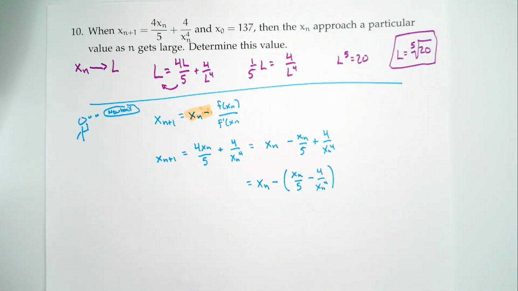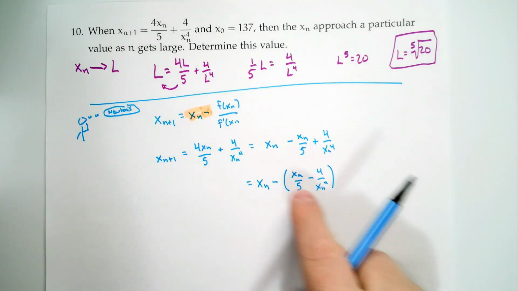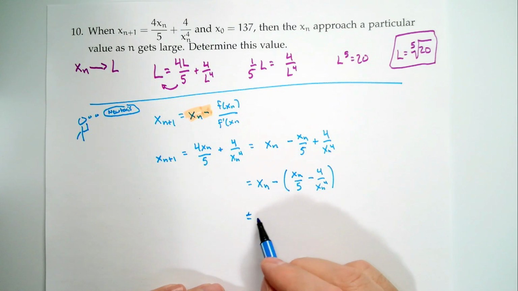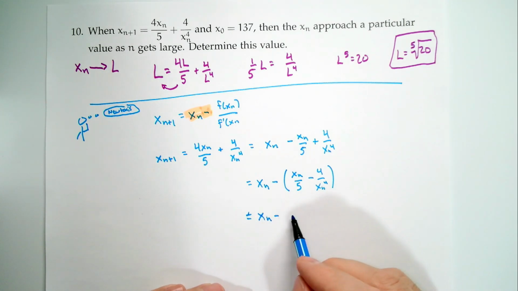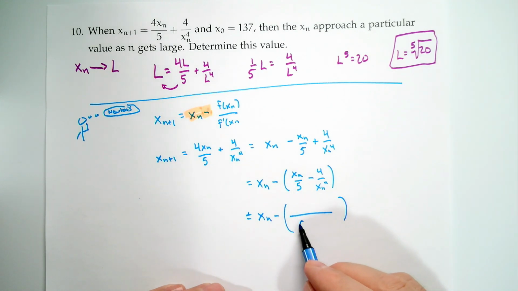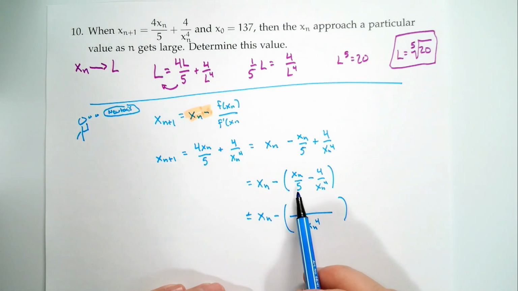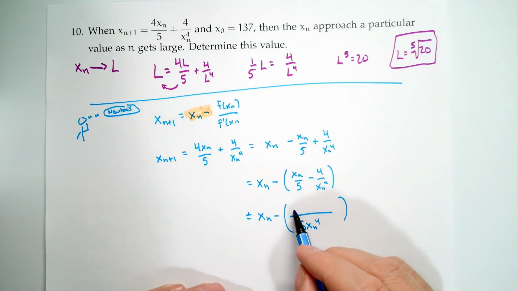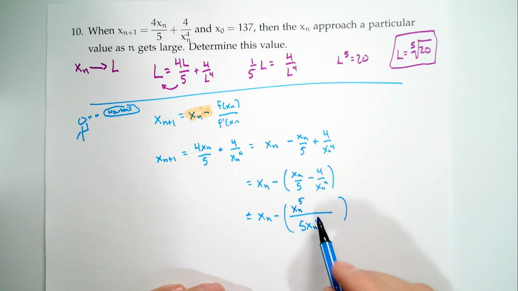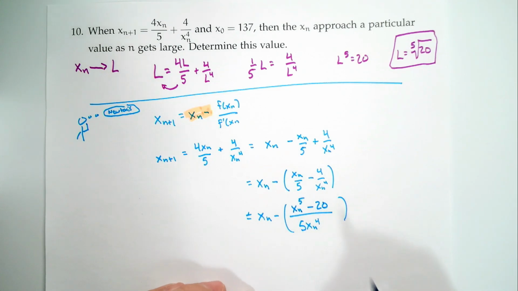Now what? Well, I want the second part to be a fraction, because that should be a fraction. So, that's not so bad. Common denominator. Well, what would the common denominator be? Well, multiply it together: 5x_n to the 4th. Well, what do I have to multiply the first term by? I have to multiply by x_n to the 4th. That would give me x_n to the 5th. The second term I have to multiply by 5, giving minus 20.